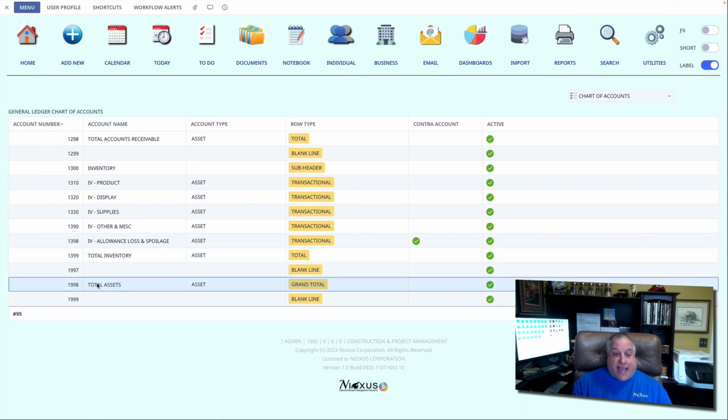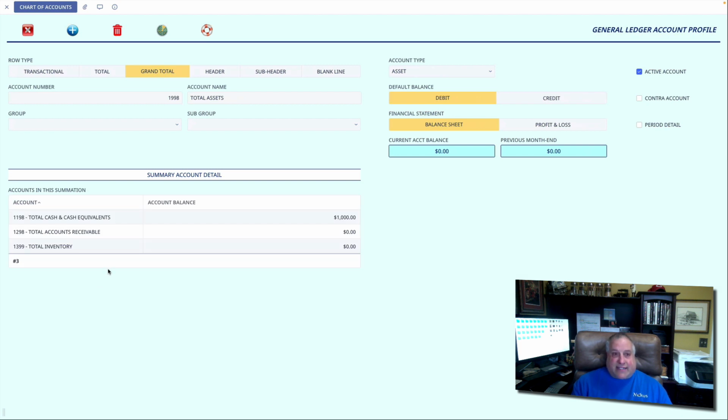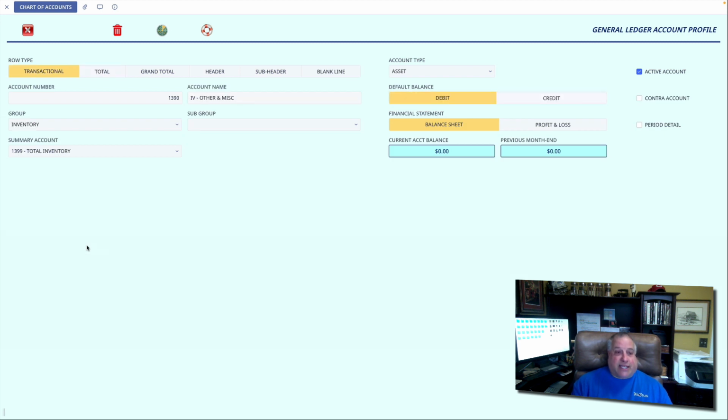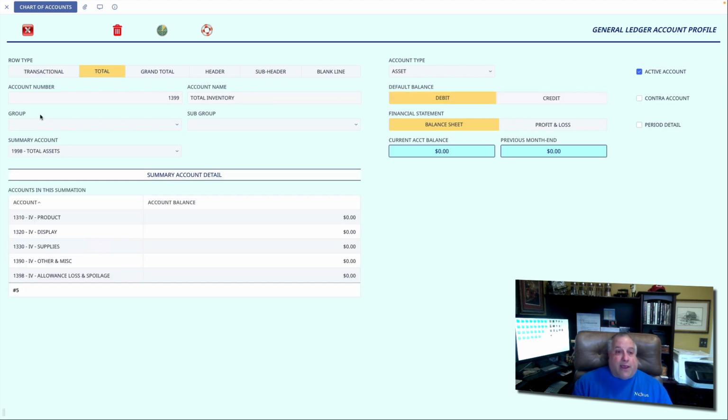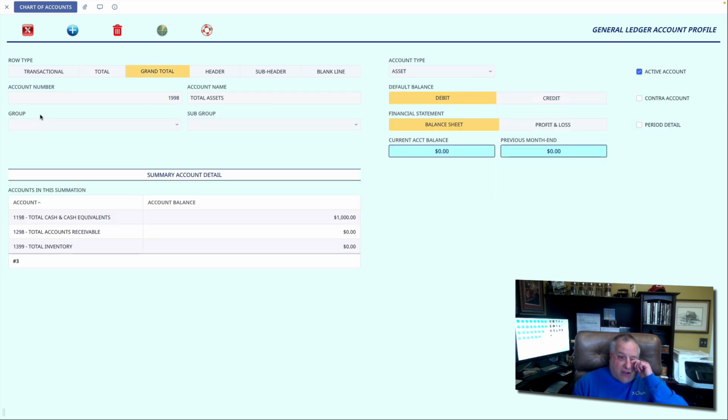So when we come here to total assets, we see that total assets is a grand totaling account. This consists of all three of our totals: total cash and cash equivalents, total accounts receivable, and total inventory. So we went from a very low level, a transaction account called inventory, to a mid-level totaling account called total inventory, to a high-level grand totaling account called total assets. All debit balance accounts, all appearing on our balance sheet.